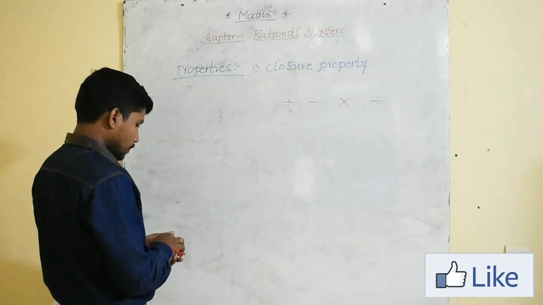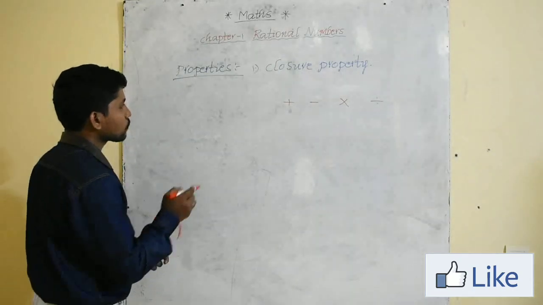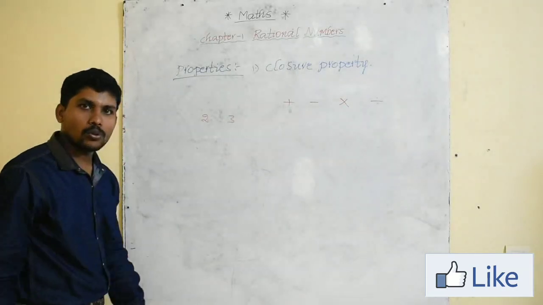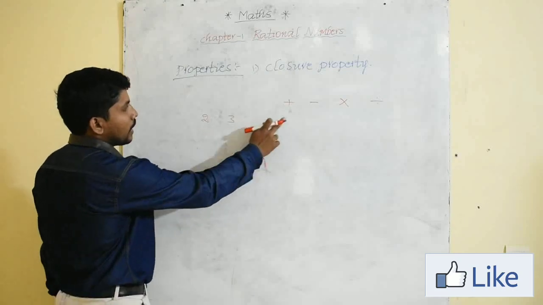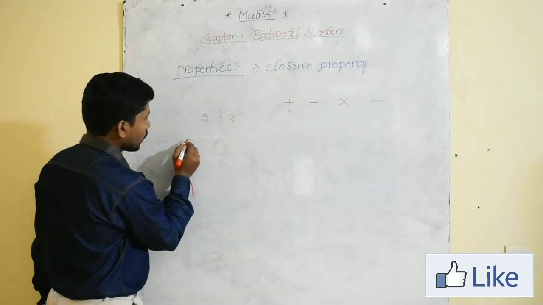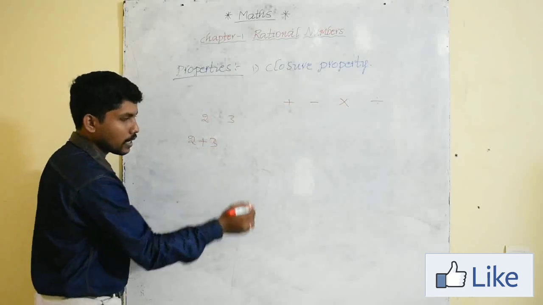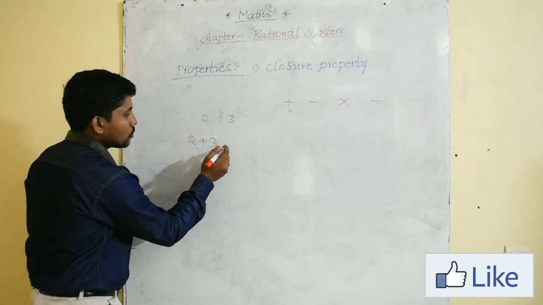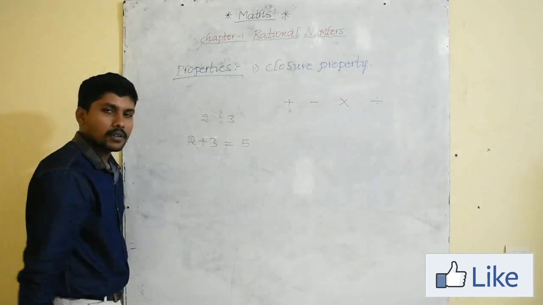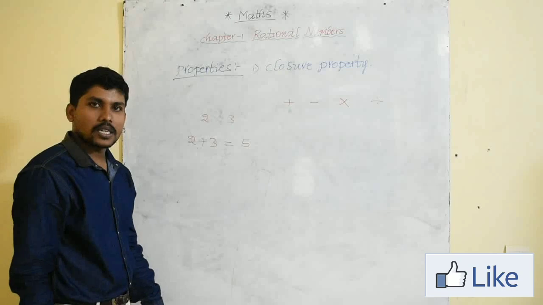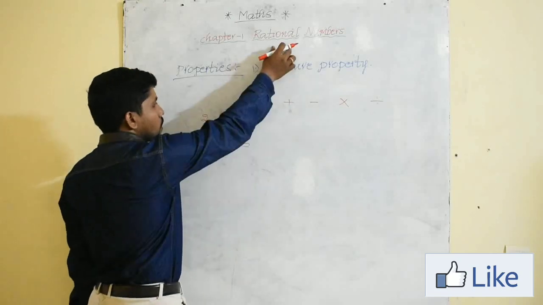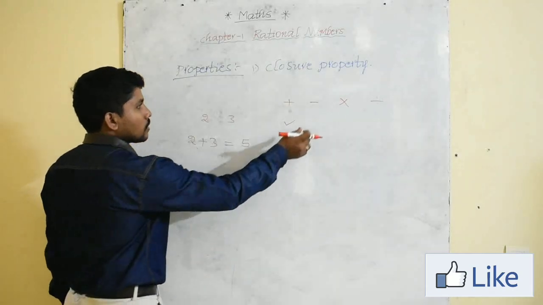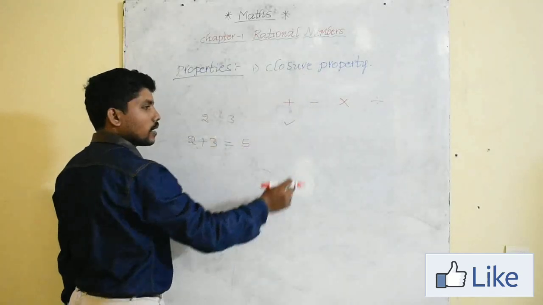So if I take two numbers here, 2 and 3, and add these two numbers, that is 2 plus 3. I can say these two are rational numbers. If I add these two rational numbers, I get a result 5, which is also a rational number. So the closure property for rational numbers is satisfied. Is it clear now?